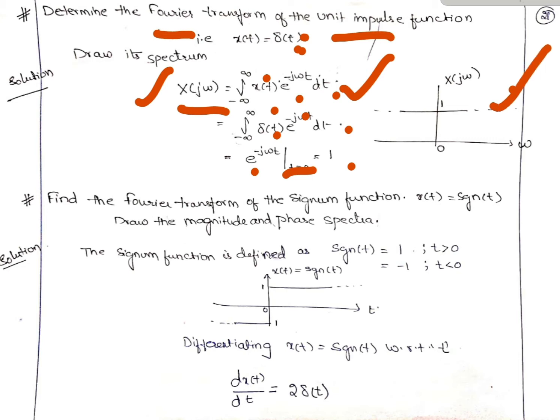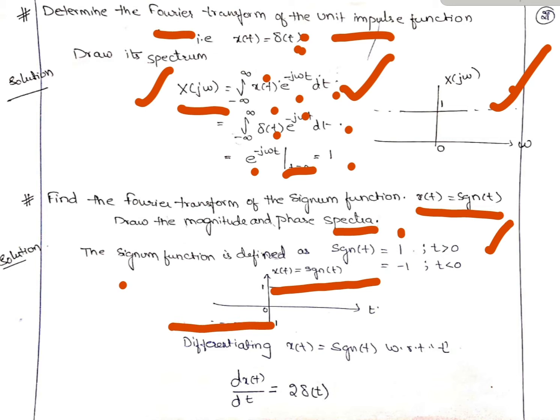Now, next problem: find the Fourier transform of the signum function, Sgn of t, and draw the magnitude and phase spectrum. So let us see what a signum function is. The signum function is plus 1 for t greater than 0 and minus 1 for t less than 0. This is the signal.